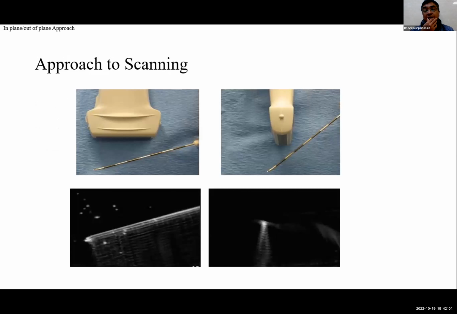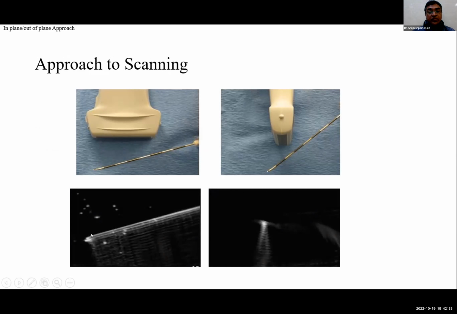So when you look at how you scan, whether you do ultrasound guided nerve blocks, or central line placements or arterial line placements, you use an in plane or out of plane approach. So if the needle is within the plane of the probe for most of the time, you call it the in plane approach. If the needle is out of the plane for most of the time, you call it the out of plane approach.